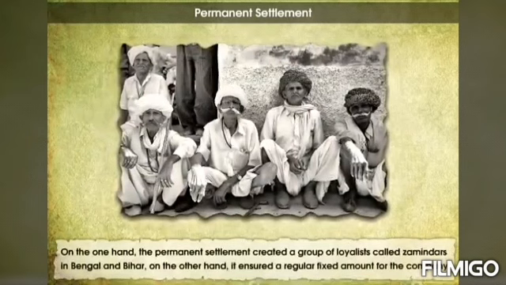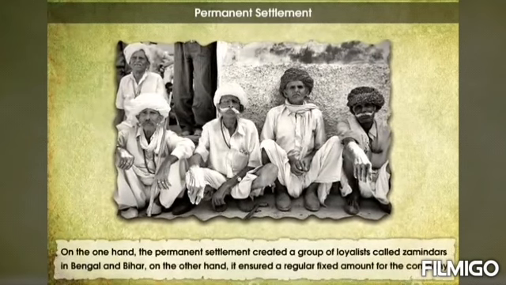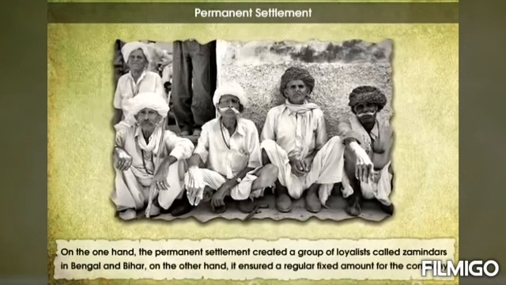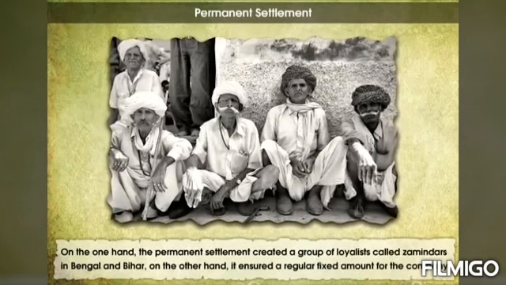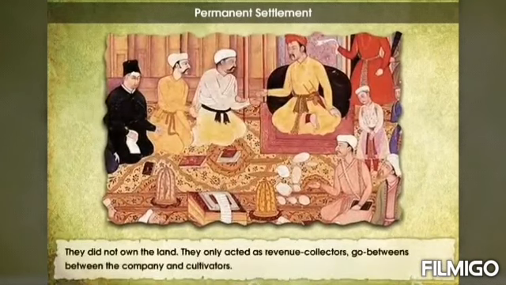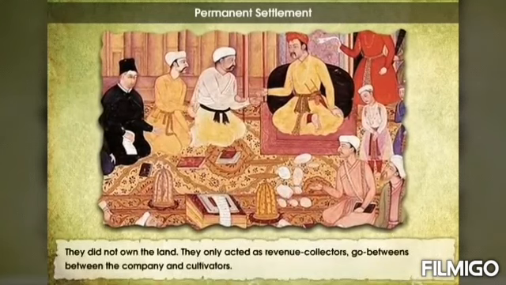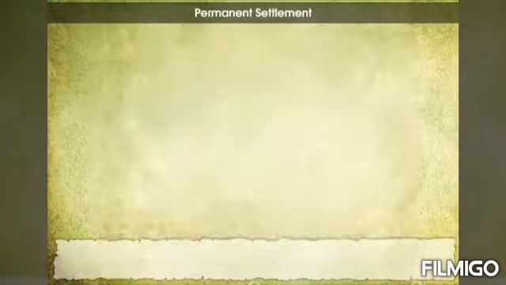On the one hand, the permanent settlement created a group of loyalists called zamindars in Bengal and Bihar. On the other hand, it ensured a regular fixed income for the company. They did not own the land. They only acted as revenue collectors between the company and cultivators.